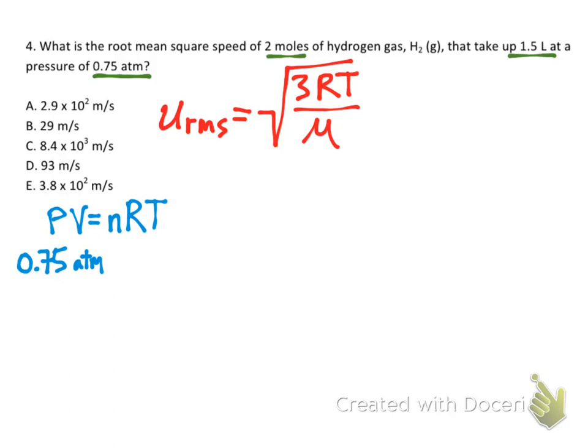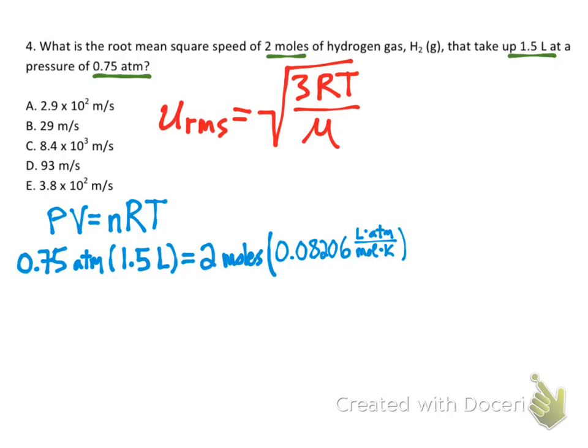Our pressure is 0.75 atmospheres. Our volume is 1.5 liters. Our n is 2 moles. We have 2 moles of gas here. Our gas constant, since our pressure is in atmospheres, is going to be 0.08206 liters atmospheres per mole Kelvin. And then finally our temperature, T, well, that's what we're solving for.